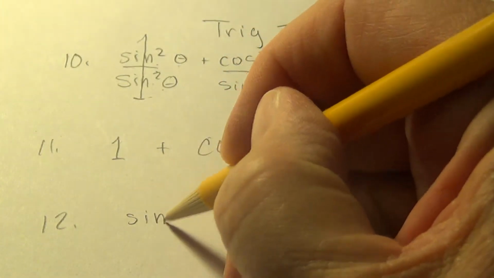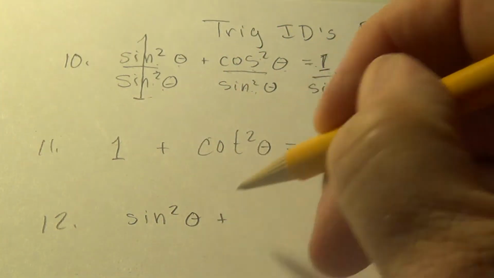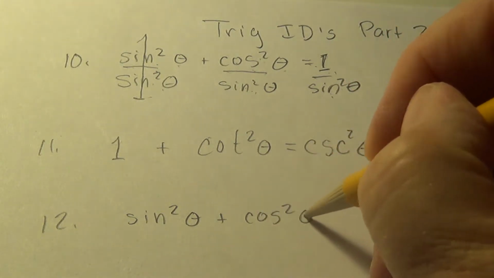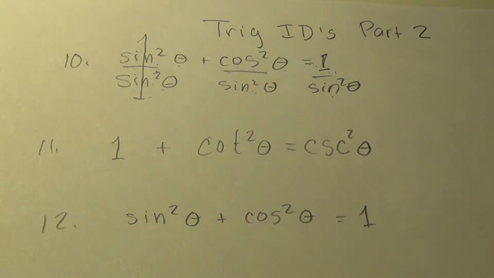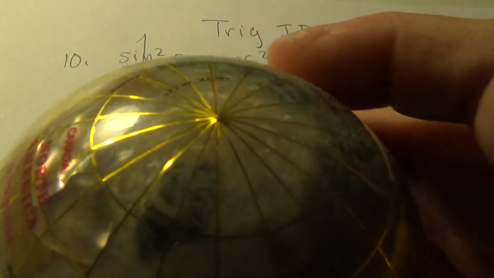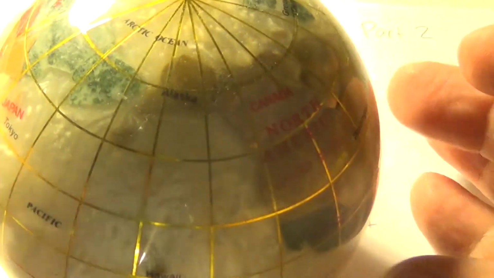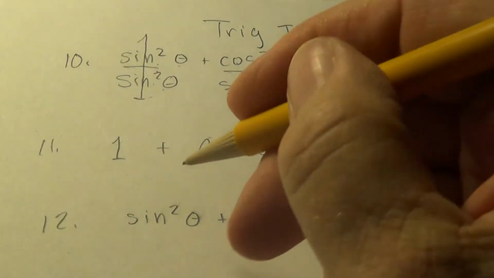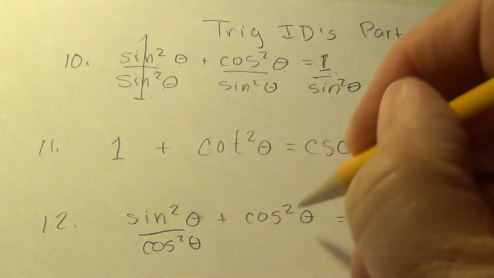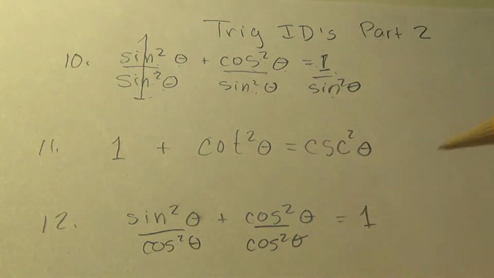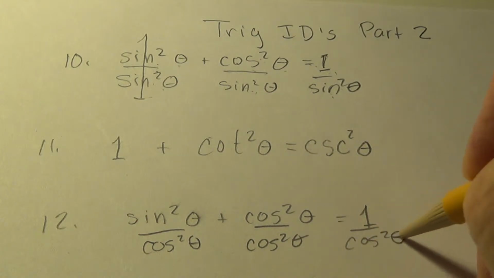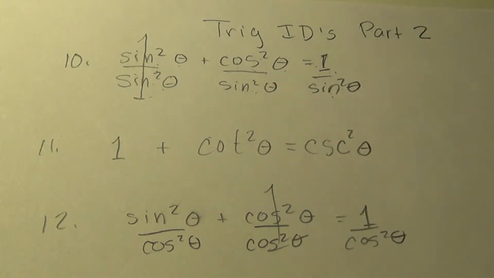Number 12, I'm going to also bleed out of. This is not the ID, but it's what I'm going to bleed to get the new ID. So I'm going to take this one, and instead of dividing by sine squared on each term, I'm going to divide by cosine squared. Why in the world am I dividing by cosine squared on each term? What is the method in this madness? Just like before, it'll create a 1 there, so let's see what shakes out.